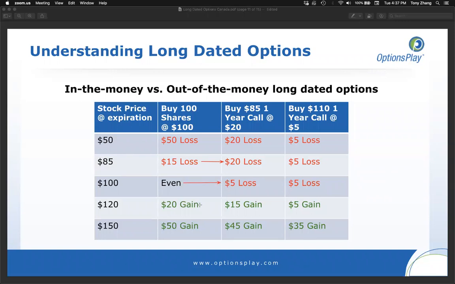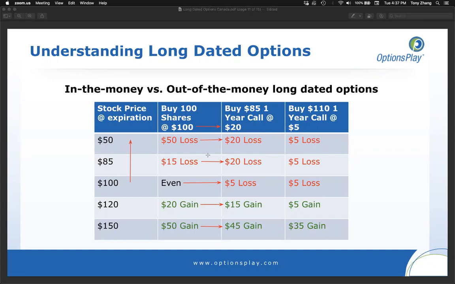If the stock is up 20, I gain 15. If the stock is up 50, I gain 45. So I'm always just $5 behind the stock position. But as you can see, instead of costing me $100 a share, it only cost me $20 a share. And if the stock makes a substantial decline down to $50, I have limited risk.